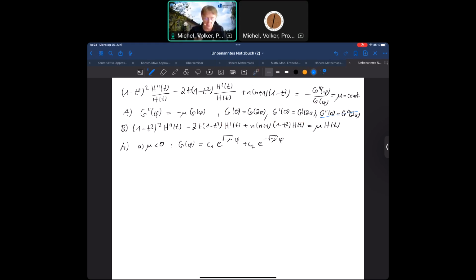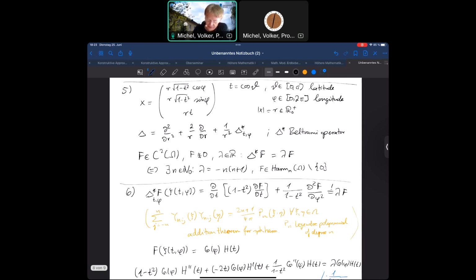Now, if you insert this into the general solution for G, I will not do that in detail. It's practical and not very exciting. You get two linear equations for two unknowns, C1 and C2, which are very easy to solve. Namely, C1 and C2 are 0. That's the only solution you get in the end. That's not very nice, because it means that G is identically 0. And since the F that I'm looking for is G times H, F would be 0. Remember that's how I started all of this.